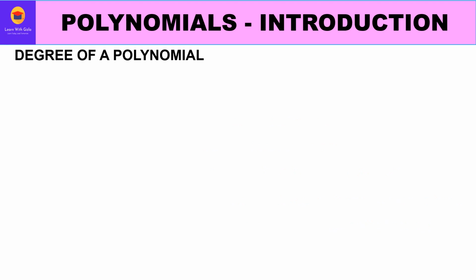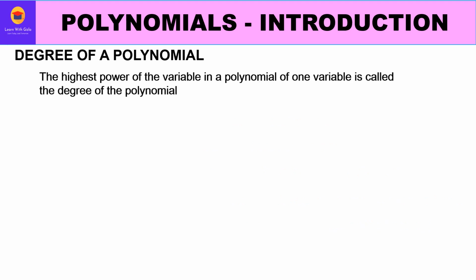Now comes degree of a polynomial. What is degree of a polynomial? The highest power of the variable in a polynomial of one variable is called the degree of the polynomial. What does it mean? It means that in the polynomial of one variable, let us say x, whose power has to be highest, that forms the degree of the polynomial.